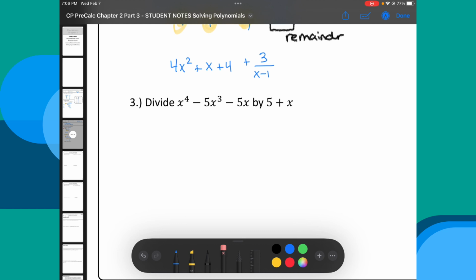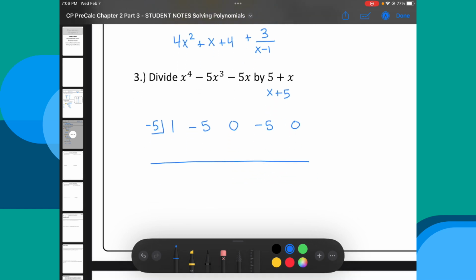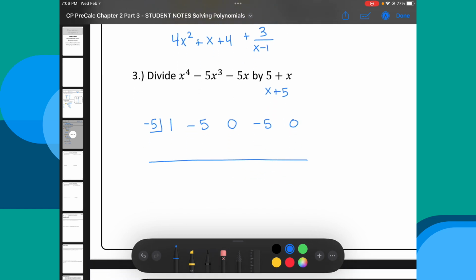This one, our divisor is not in the right order, so we're going to change it to x plus 5. In our backwards L, we put negative 5. X to the fourth, x to the third. I don't have an x squared, so I put a 0. I have an x, and then I don't have a constant, so I put a 0. Anytime we're missing a placeholder, we put in 0.